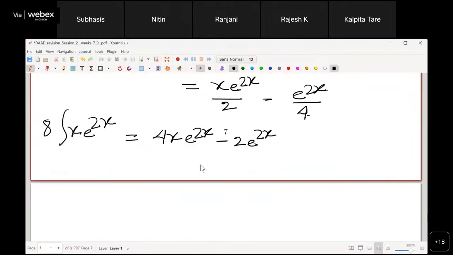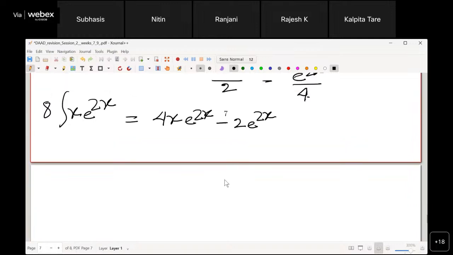So now what we need to do? We need to find the definite integral, right? So we need to find the integral of 8x e power 2x from 0 to half, right? So for that, what we need to do?